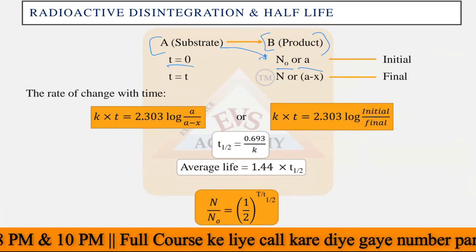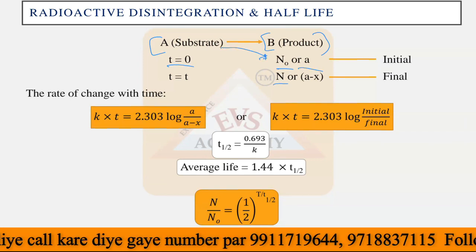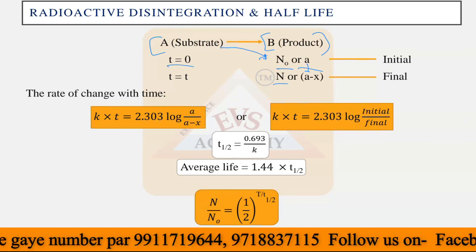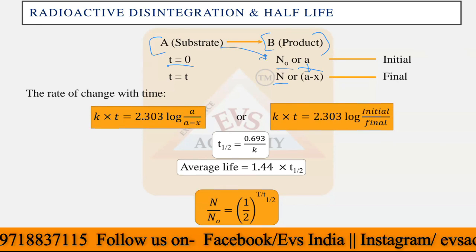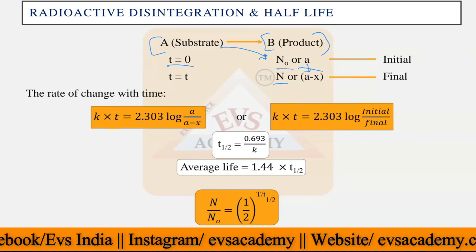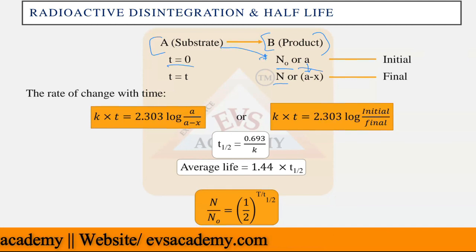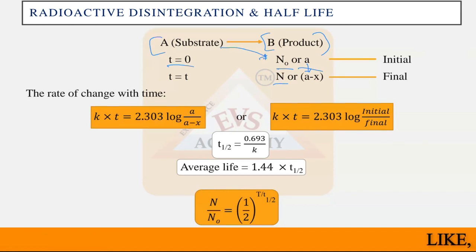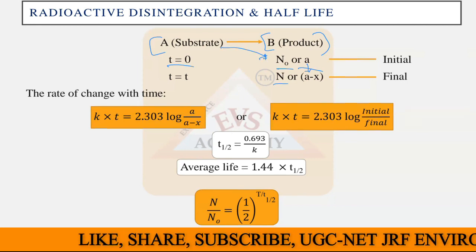And after time T, the new amount is maybe N, or maybe the initial amount was A. So some part of this A is converted into product now. So that would be A minus X. Sometimes you can use the N and N naught values, or sometimes you can use A and A minus X. So both are the same for you. It is up to you what you want to use. You can denote it with N naught and N. But the key thing here is that N naught is the initial substrate amount, N is the final substrate amount, A is the initial substrate amount, and A minus X is the final substrate amount.